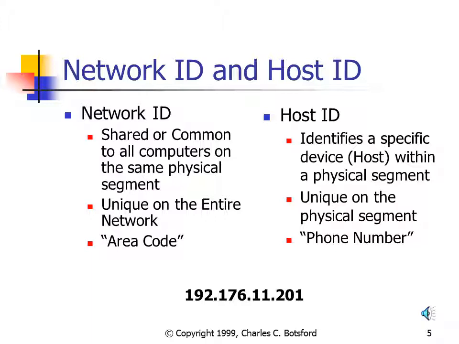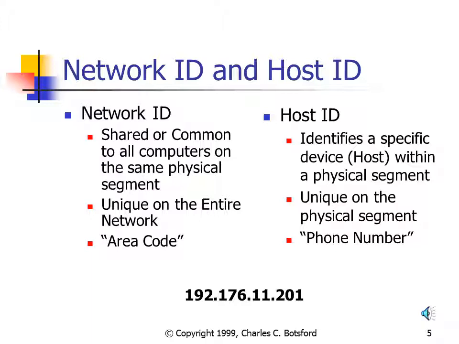That means all computers on the physical segment would have the network ID in common. They would all start with 192.168.113. And then each computer or each host on that physical segment would have a unique host ID. The first host would be number 1, second host number 2, and in this case we're looking at the host number 201. So again, all computers on the same physical segment have a common or shared network ID, in this case 192.168.113, and then each host on that physical segment is identified by a unique host ID, number 1, number 2, number 200, number 201.